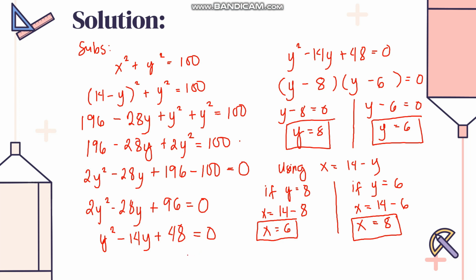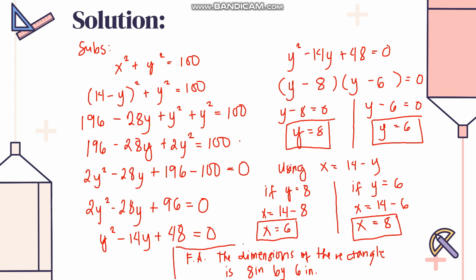So for our final answer, we can write that the dimension of the rectangle is 8 inches by 6 inches. So that will be our final answer. We know that the dimensions of the rectangle are 8 inches by 6 inches.